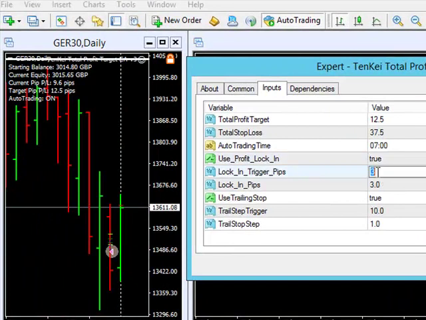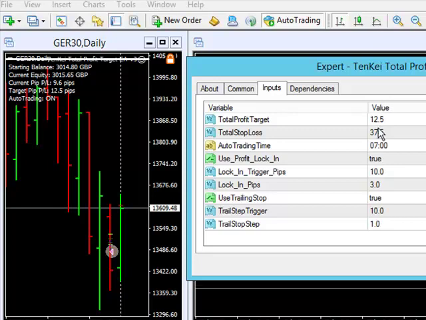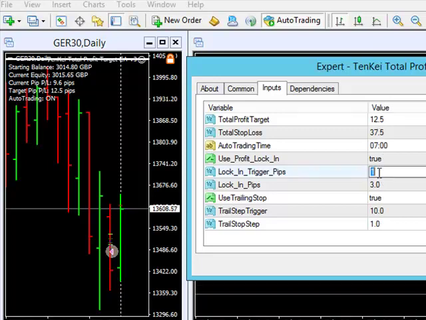This lock-in trigger doesn't have to be 3. The 3 is for scalping, for locking in profits soon after the market's gone in your direction. But if you're trading a pretty fast market, you could set this to 5. Click outside the box. You can set it to 10. The values are interactive, so you can set that to whatever you want. You can set it to 50.